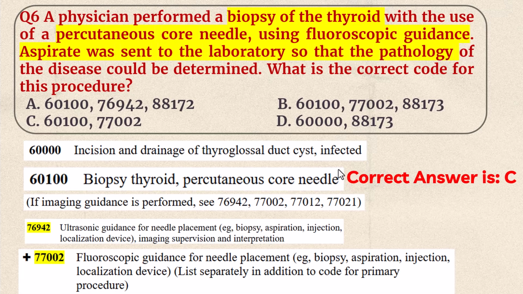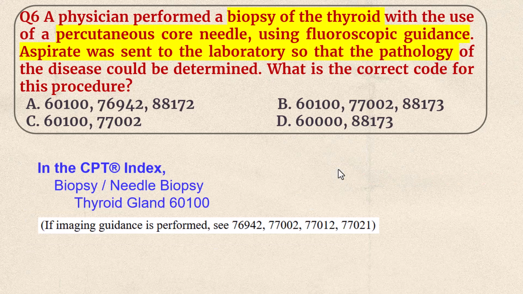So if you encounter this case in a real working scenario, you have to go with the CPT alphabetic index. When you go to the CPT alphabetic index, first you have to go to the biopsy or needle biopsy. Then you have to go to the subcategory of thyroid gland. That will lead you to 60100. Again, you have to go back to the tabular list and confirm the answer. The additional note will guide you to imaging guidance. If the imaging guidance is performed, the additional codes you have to check. Again, when you check the codes, 77002 is suitable. So the correct answer is C.